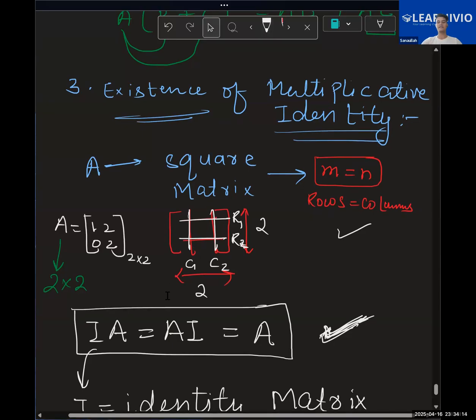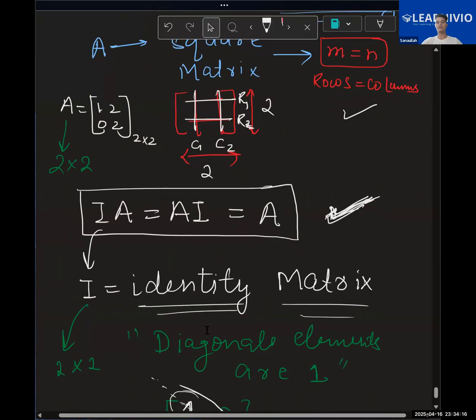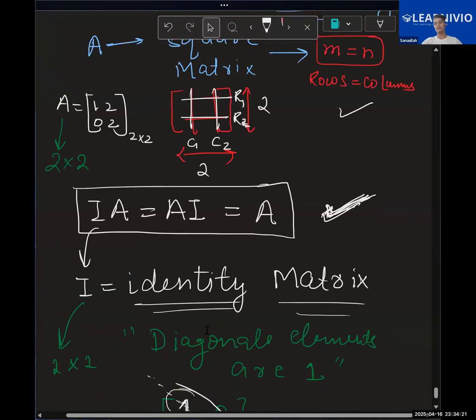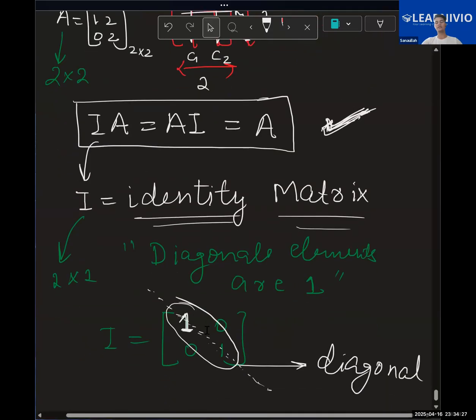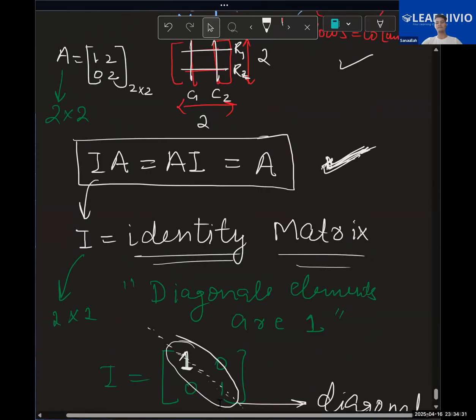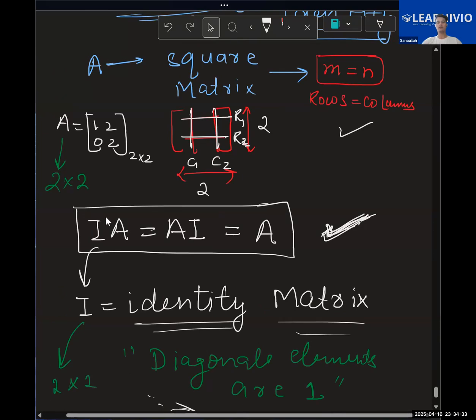Okay. I must be a diagonal, I is an identity matrix. And what do you mean by identity matrix? That diagonal elements are one. And the order of A will be the order of I.